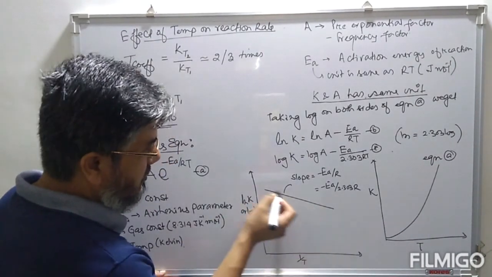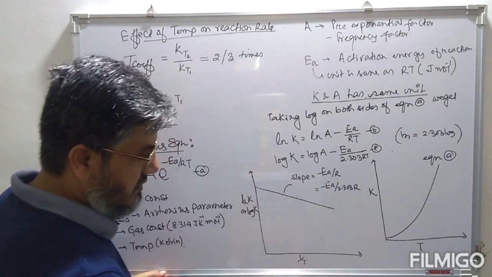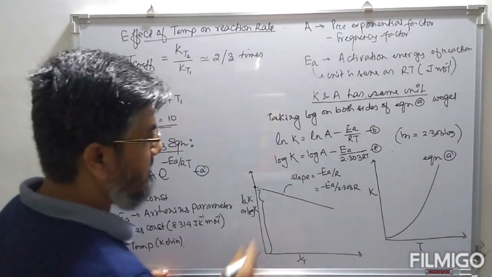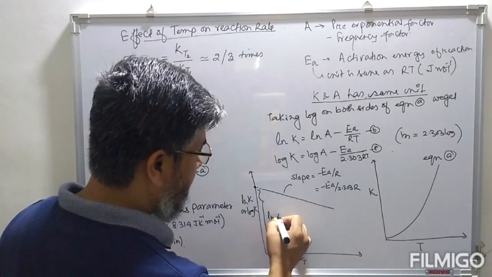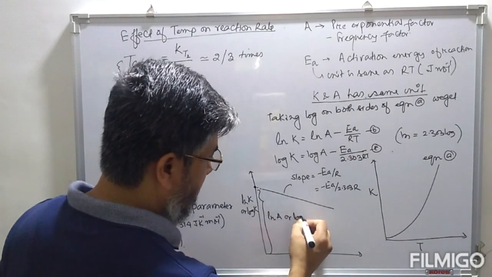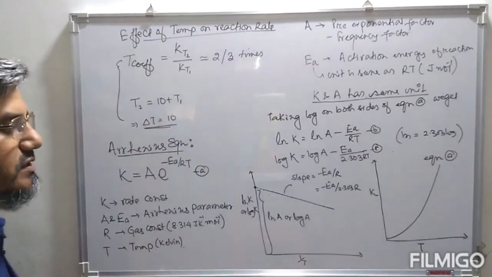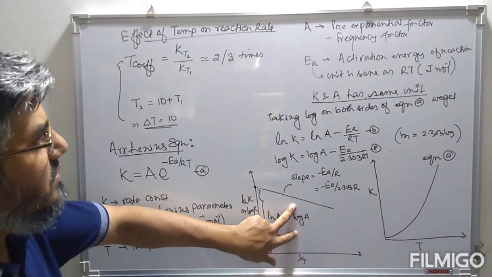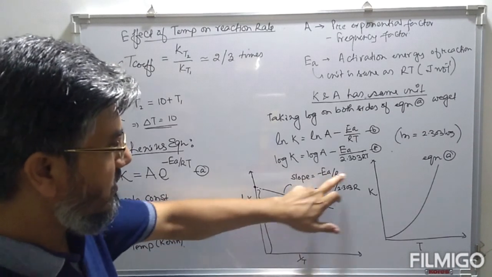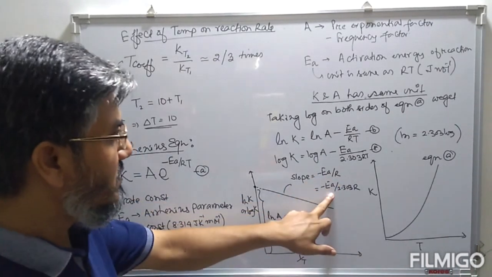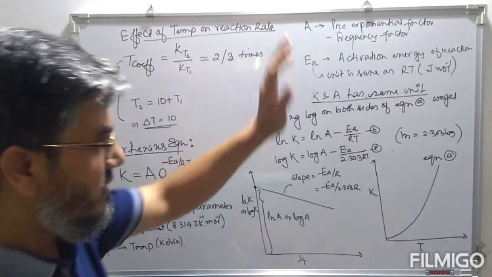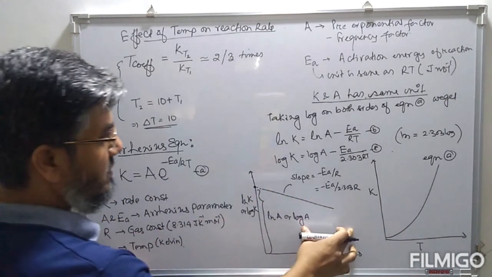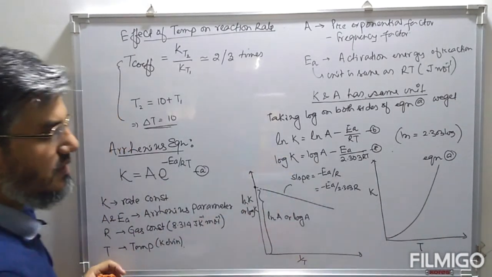Now, on extrapolation of the graph to 1 by T equal to 0, we have this value. This y-intercept is equal to the value of ln A or log A. So from the intercept, we define the value of the pre-exponential factor A or frequency factor, and from the slope of the graph, we can define the activation energy of the reaction. We will discuss the significance of activation energy later on. So this is the graphical representation, and from this graph we find the activation energy.